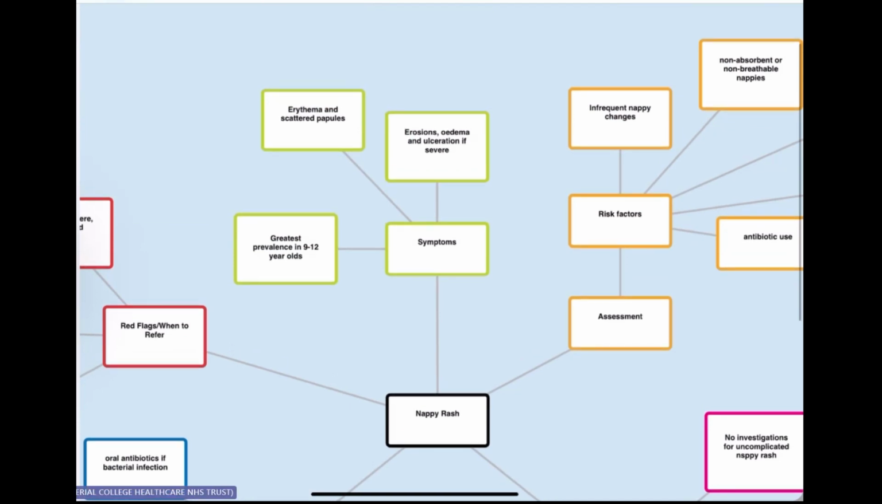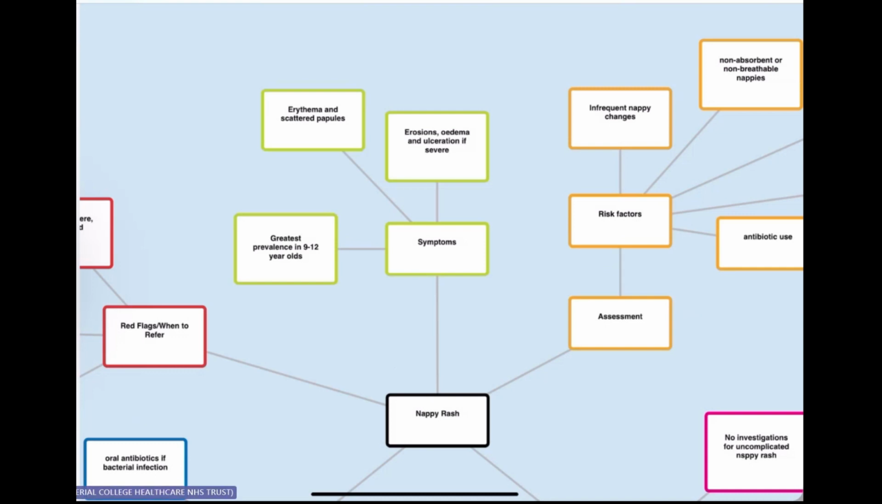Nappy rash is a form of irritant contact dermatitis caused by several factors including skin maceration, prolonged skin contact with urine and feces, friction between the skin and nappy, and resultant increased skin pH. It is common in the first 2 years of life but particularly prevalent amongst 9 to 12-month-olds.